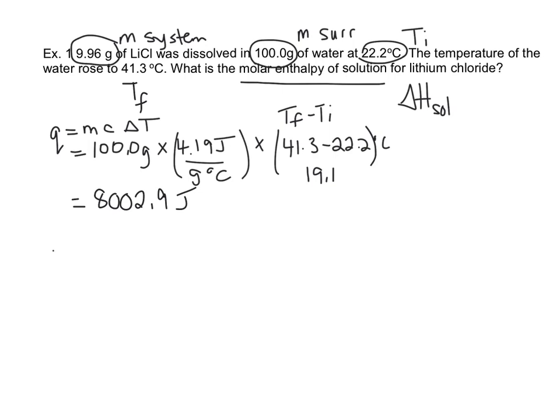So the system and the surroundings are equal in magnitude but opposite in sign. So now we know the enthalpy change for 9.96 grams of lithium chloride was 8,002.9 joules. That is only for this specific mass of lithium chloride used. So now we plug that into the second equation. Now we're dealing with our system.